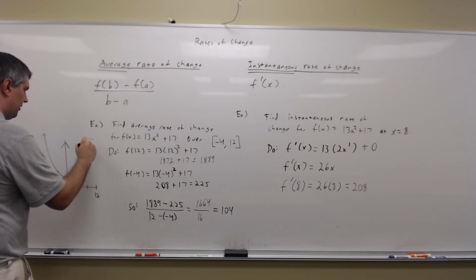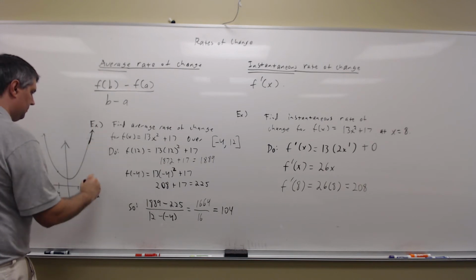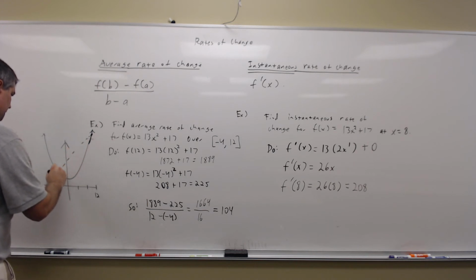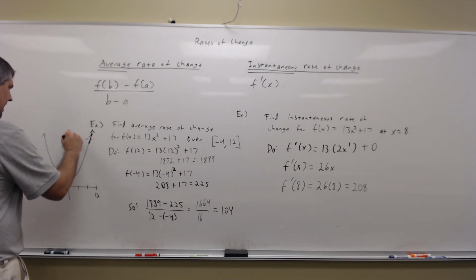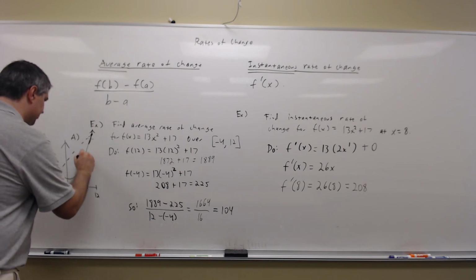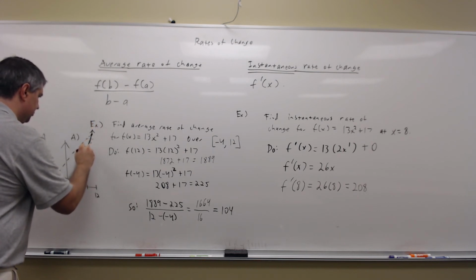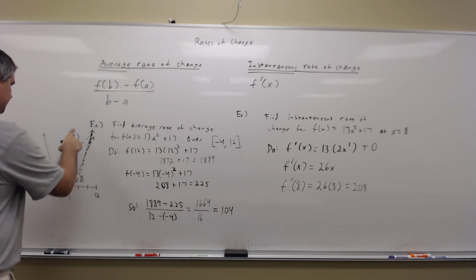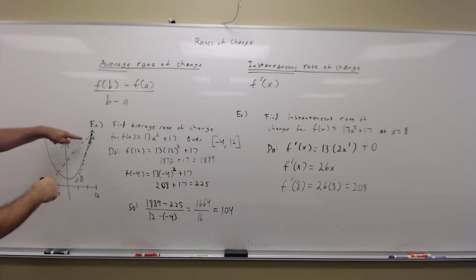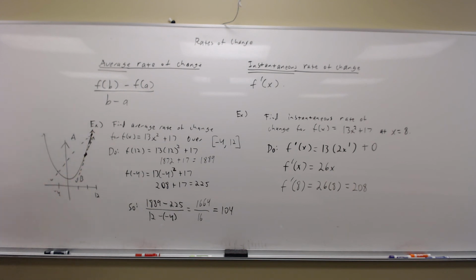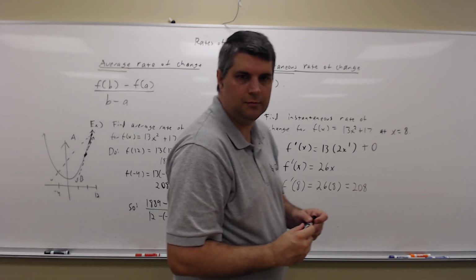Again, the vertical scale is not necessarily to scale. This is A, and here's B. So this represents the situation at A, this represents the situation at B. All right.